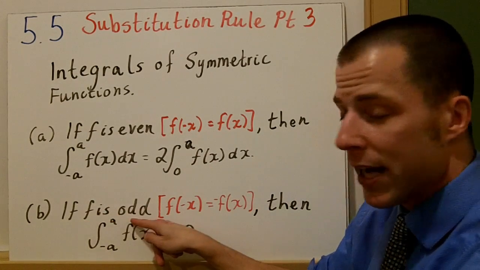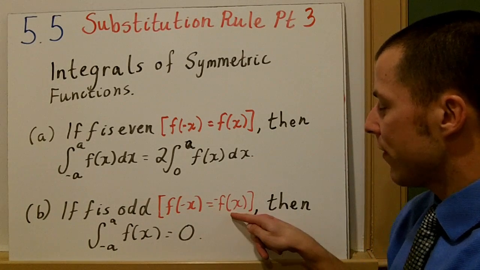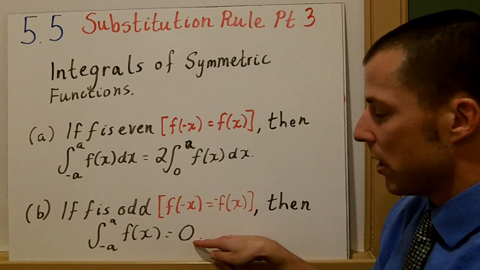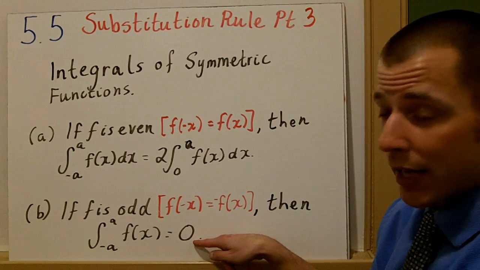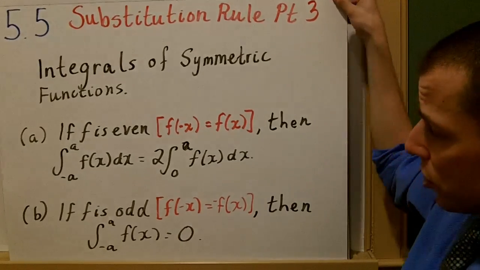Now if f is odd, we know that f of negative x equals negative f of x. Then we know that the integration is 0. The area under the curve would be 0. So let's look at two examples, one of each.